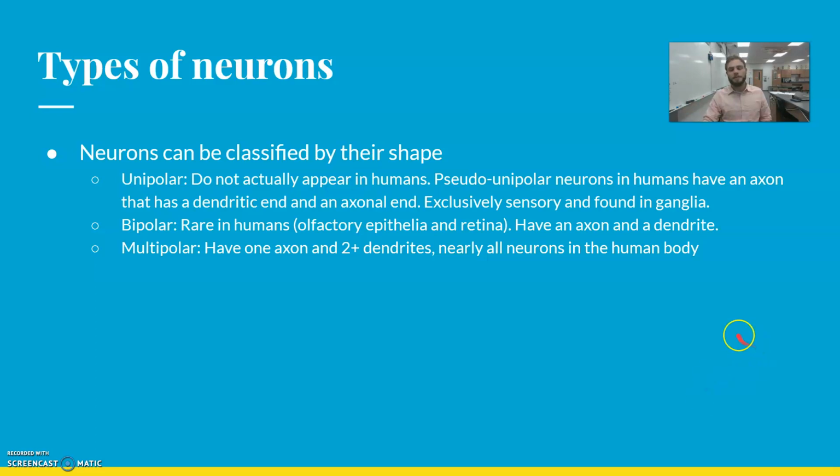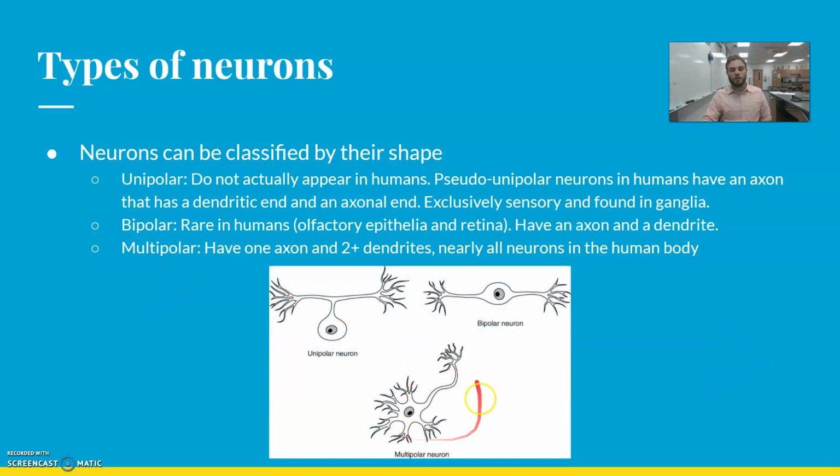When we think of types of neurons in humans, we're really going to be focusing on these multipolar neurons, which is why pretty much any image you see of a neuron has this general shape, where you have multiple dendrites here, and then an axon leading until it branches into some sort of axon terminals.